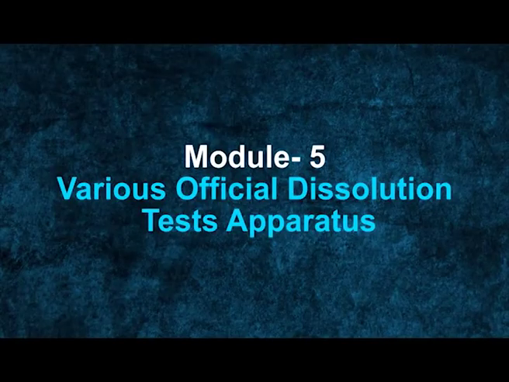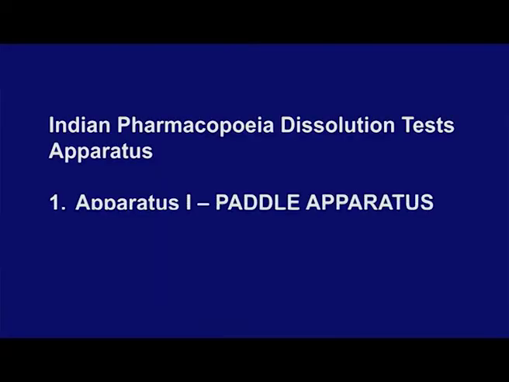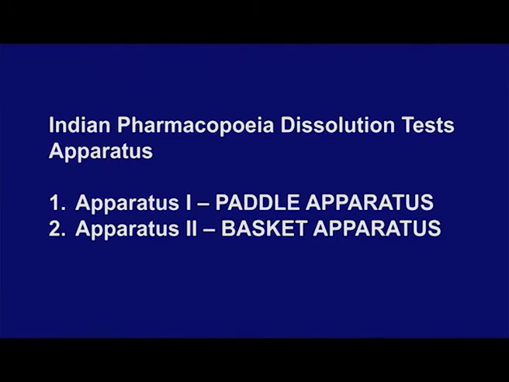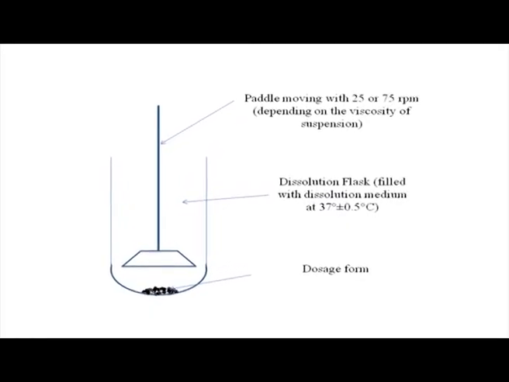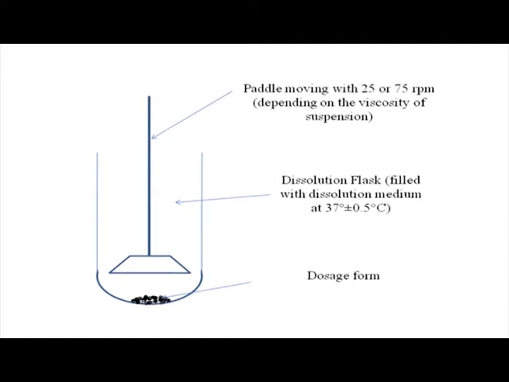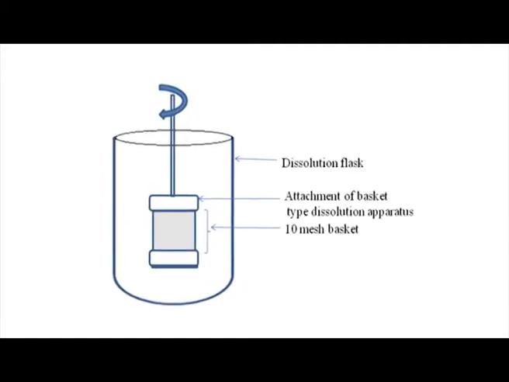Now, we will move to the next module, in which we will discuss the various official methods used for dissolution. Module 5 contains various dissolution apparatus. Depending upon the dosage form, Indian Pharmacopoeia has introduced two apparatus, namely apparatus 1, that is paddle apparatus, and apparatus 2, that is basket apparatus. In paddle apparatus, we are using a paddle, and in basket apparatus, we are using a basket.